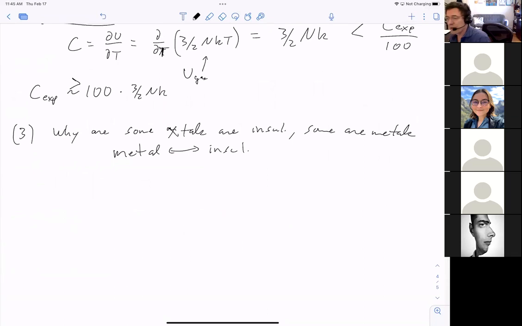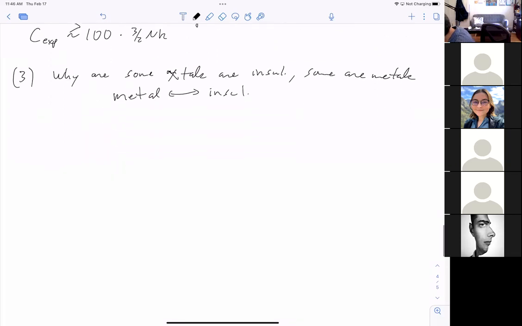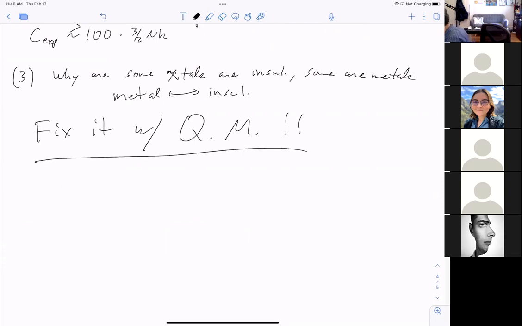Okay, so those are some pretty big failures. And so the reason the Drude model got that wrong, the reason it failed, is because it did not take into account something very, very important. Can you tell me what that something is? Somebody tell me. Quantum mechanics. Very good. It missed quantum mechanics. So to fix it, quantum mechanics.